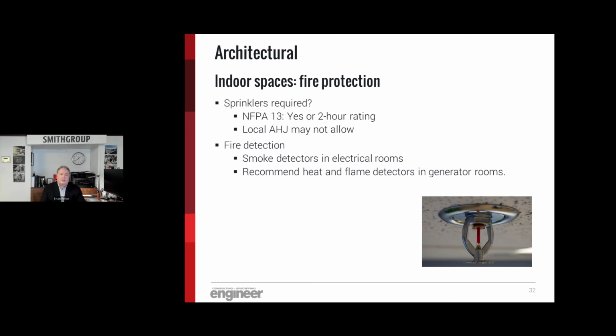You also have to coordinate with your fire protection engineers. Are sprinklers required in generator rooms? Under NFPA 13, yes, they are, unless the room is rated for 2 hours. However, the local authority having jurisdiction may not allow these. An example may be Chicago. Fire detection, you want to have fire detection, but you certainly don't want to put smoke detectors in electrical rooms, generator rooms. You want to look at heat and flame detectors.